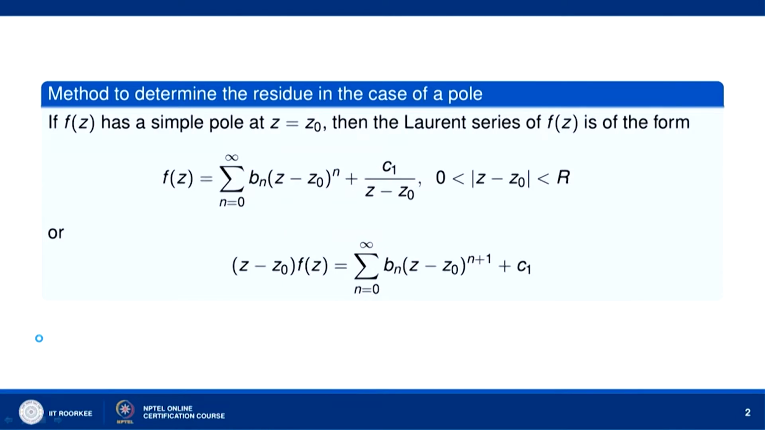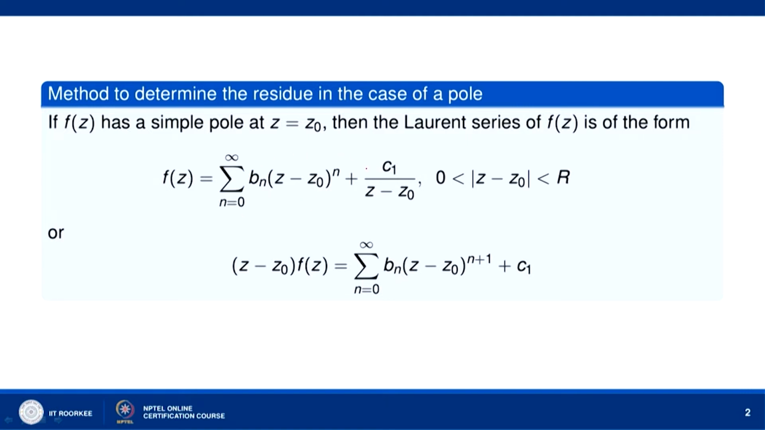of a simple pole. If f(z) has a simple pole at z = z0, then the Laurent series of f(z) is of the form f(z) = sigma n = 0 to infinity Bn (z - z0)^n + C1/(z - z0), and 0 < |z - z0| < r, because the function f(z) has an isolated singularity at the point z = z0. So, there exists a deleted neighborhood of z = z0 in which the Laurent series converges.